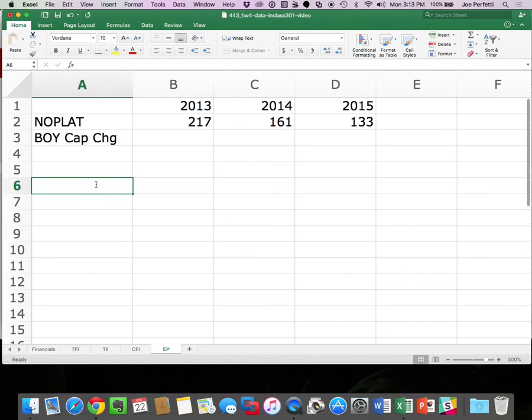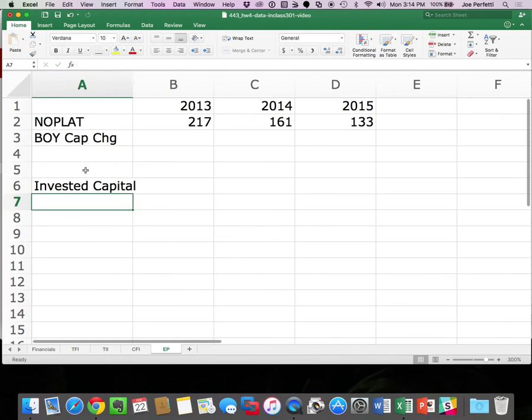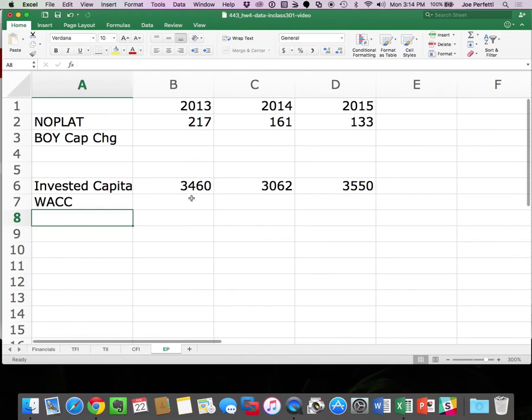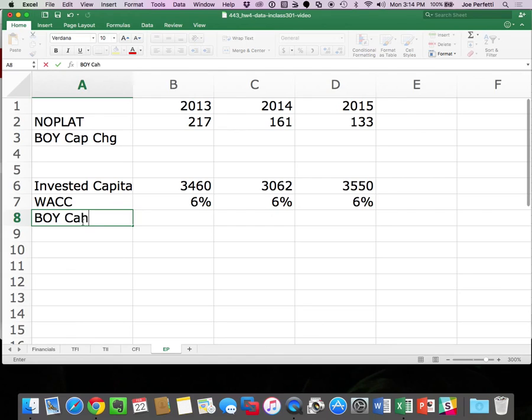It's relatively straightforward. We need to know what our invested capital was historically. So there was our invested capital. We need to know our WACC. The WACC was given here in the financials, 6%. So each year at 6%. And then we need to know our capital charge. So beginning of year capital charge, we just call it capital charge, equals 3460 times 6%.